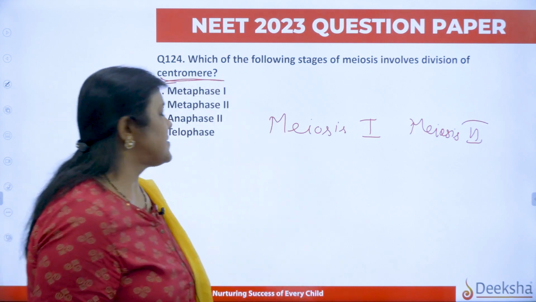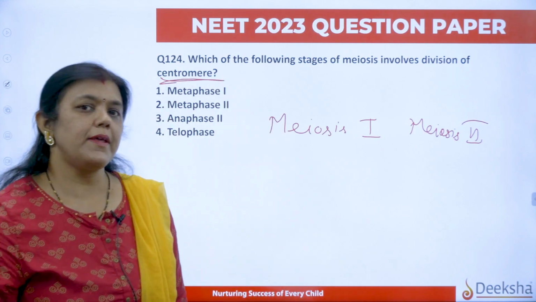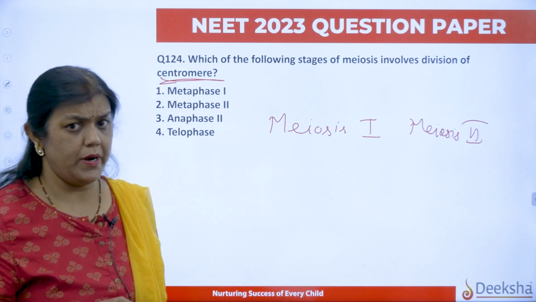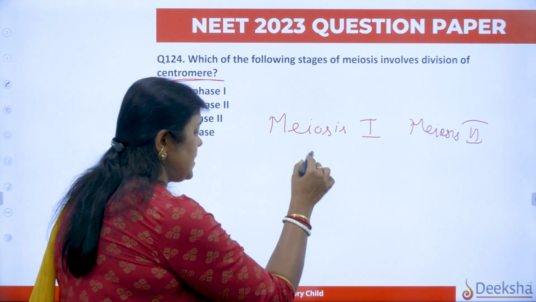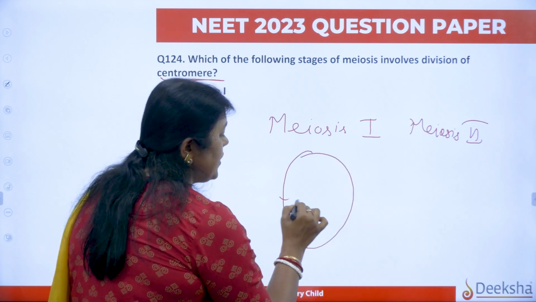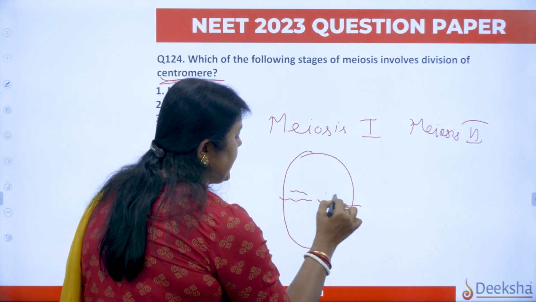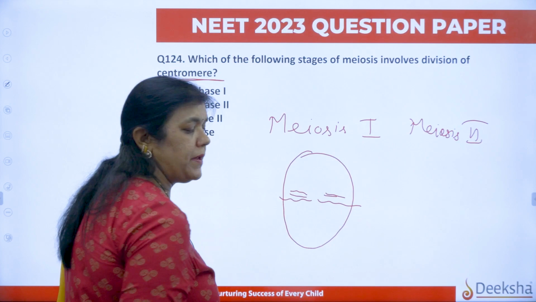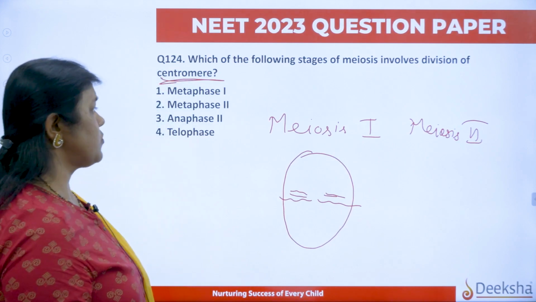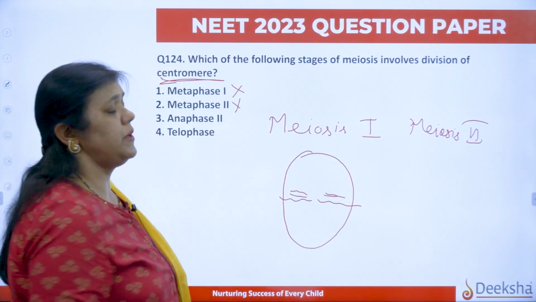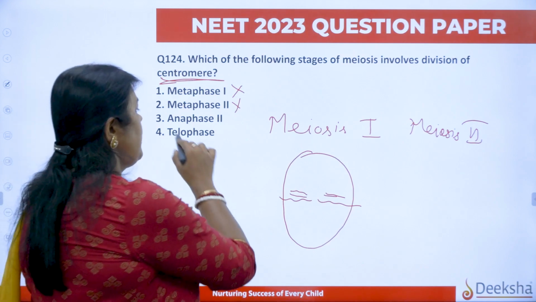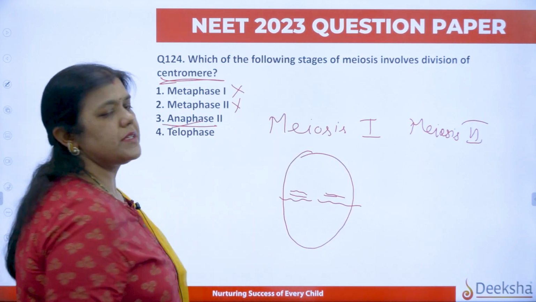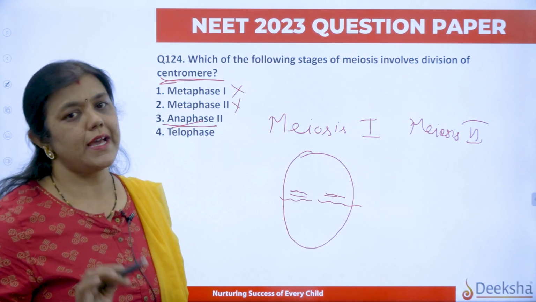Centromere division will only take place during the anaphase stage, no matter what. It is not in the metaphase. In metaphase, what happens to the cells? The chromosomes get arranged in the equatorial plate region, right? So metaphase 1 and metaphase 2 are not possible to be the correct answer. Both the options are wrong. And whenever it comes to the division of the centromere, you should know that that is anaphase.